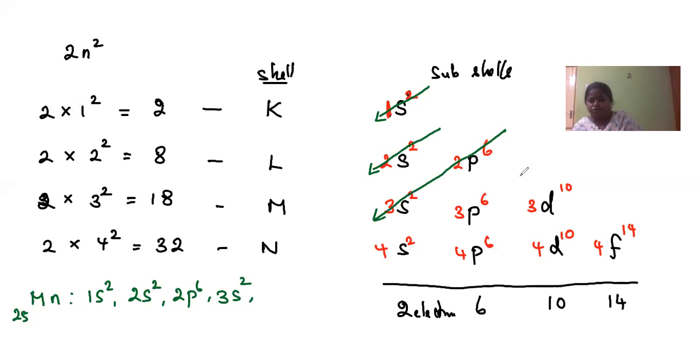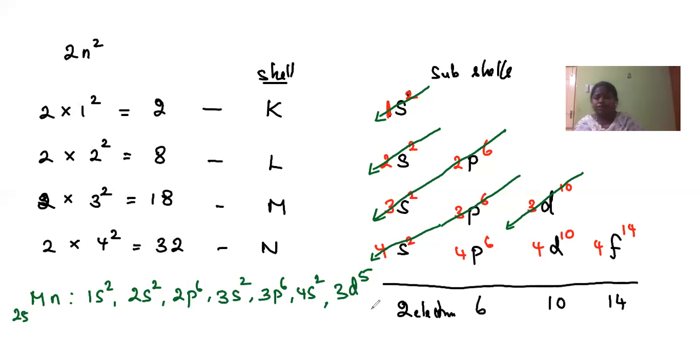So now come to 3p6 and then 4s2, right? So what you have to write? 3p6 and then 4s2. How many over? 18, 20. 20 over. So how many remaining? 5 more remaining. So what is next? 3d. d can hold 10, but we have only 5, so 3d5. So this is how we have to write the electronic configuration.